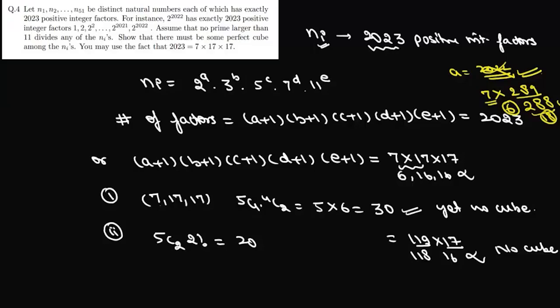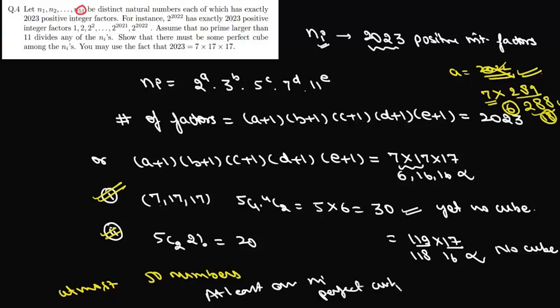So a number will give you 2023 positive integral factors and yet not be a cube only in these 2 cases, and if we add these 2 cases, it gives us 50 numbers. So there are at most 50 numbers whose positive integral factors are 2023 and yet they are not a cube of any number. But here we are given 51 distinct natural numbers. So that means at least one of the ni will be a perfect cube, and this is what we needed to prove in this question.